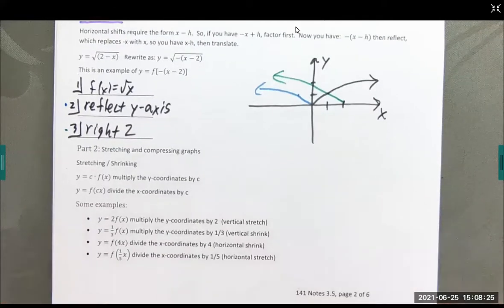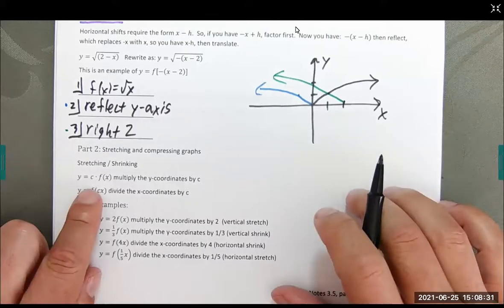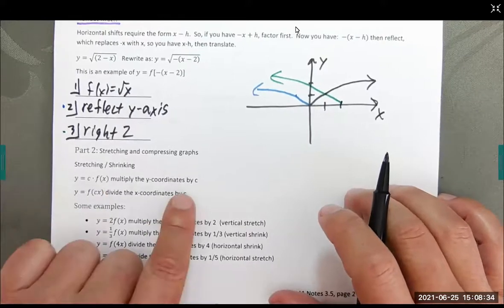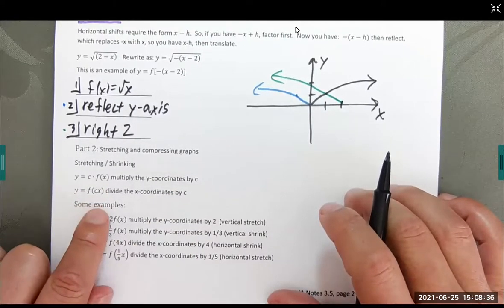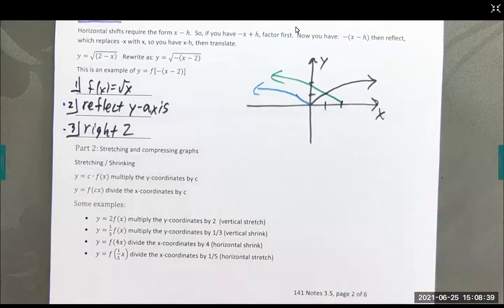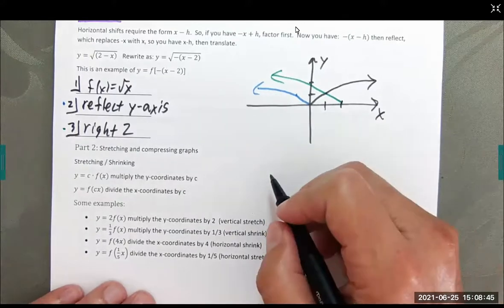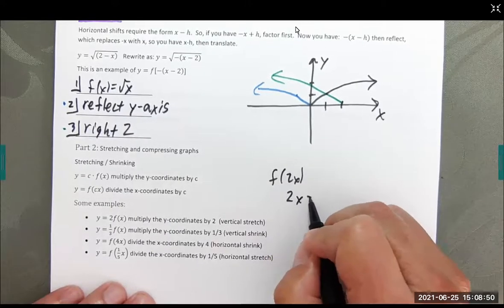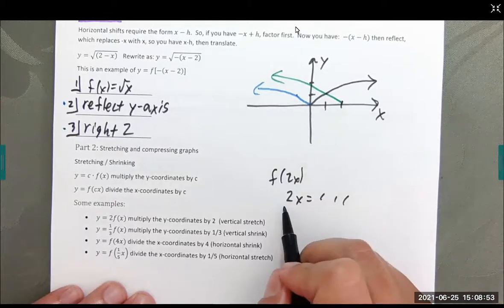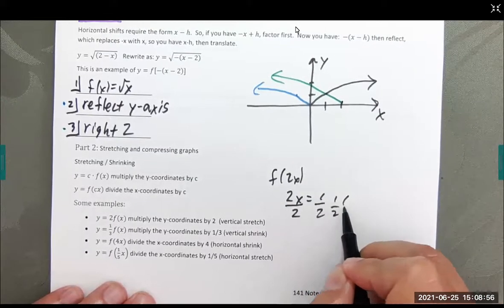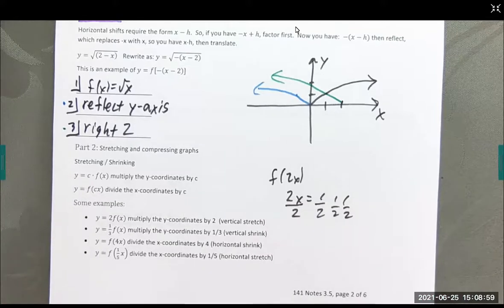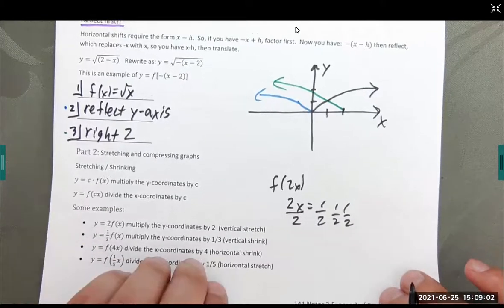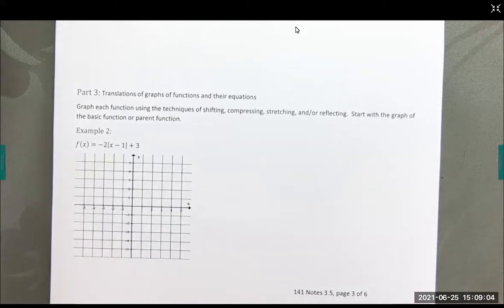All right, part 2, stretching and compressing graphs, stretching and shrinking. So c times f of x, multiply the y coordinates by c, and f of c times x, we divide the x coordinates by c. Here's some examples of this. Picture this. Let's say that we have f of 2x, and we end up with 2x equals some zeros or something. Well, to get x by itself, I have to divide by 2, or multiply by 1/2, which would be the same idea. So that's why it kind of looks opposite and backwards. Let me show you a better example of what I mean by that.